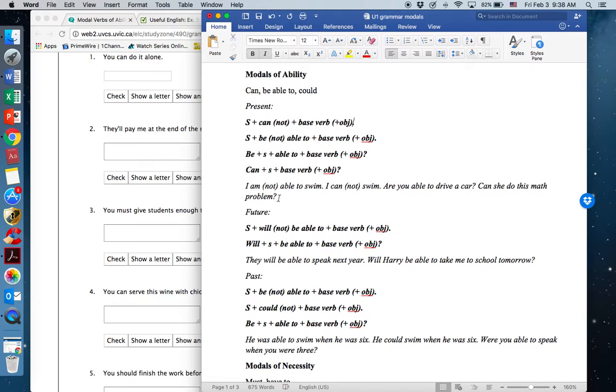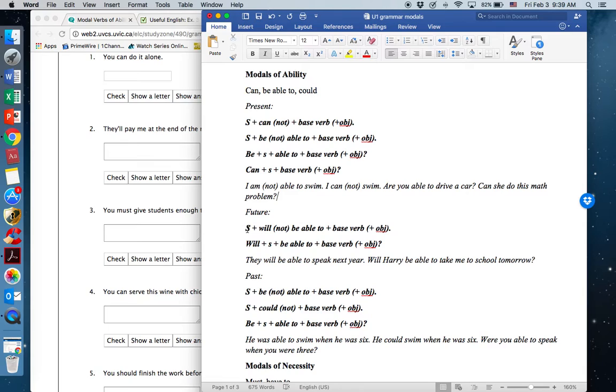For example, I am able to swim or am not able to swim. I can swim or cannot swim. These two have the same meaning. Can and be able to have the same meaning. Are you able to drive a car? Or can she do this math problem? These are all relating to ability.